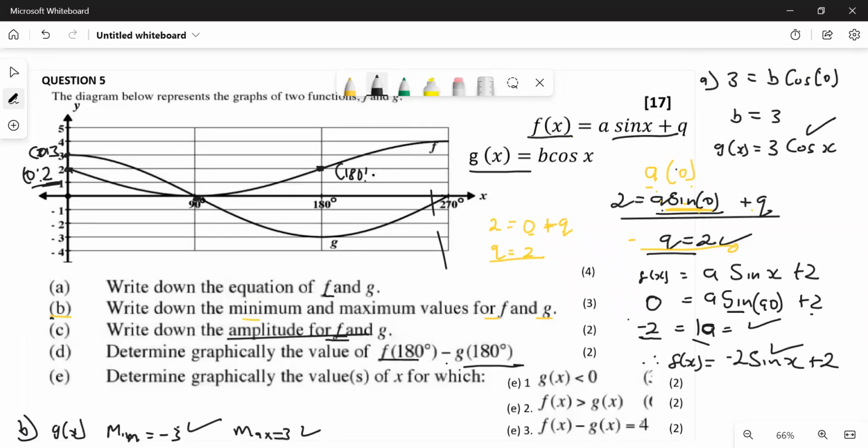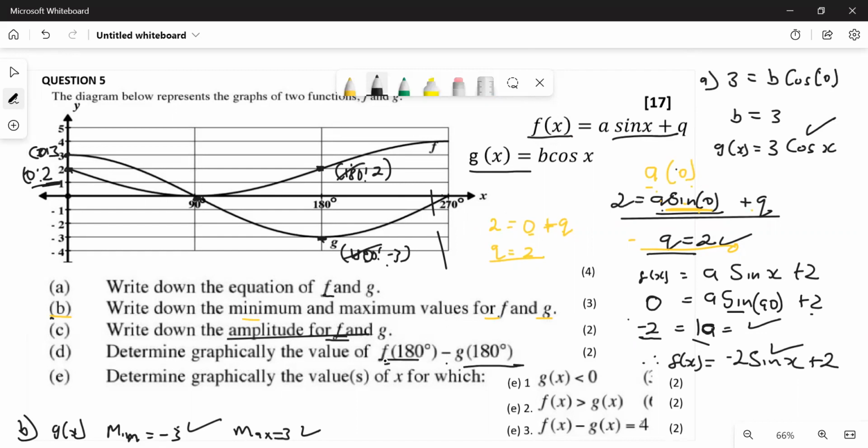180 goes with what here? With positive 2. Okay, here, 180 goes with what? With negative 3 again. Now, if they say to you, determine the value of this one, you are going to say, this one is f of x again. This one is g of x. This 180 and 180 is fine. They're still going to give you 0. We don't have to worry about them again.